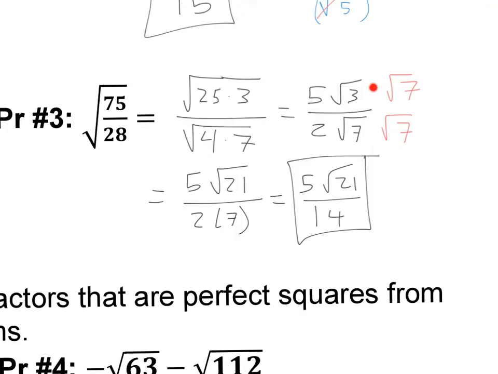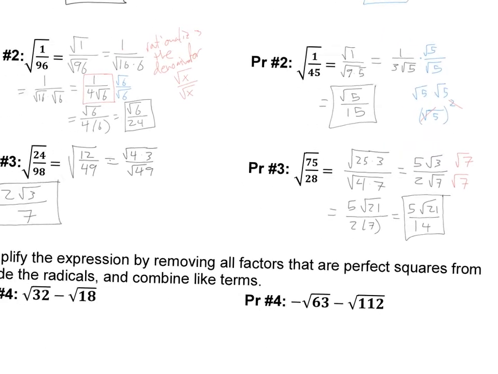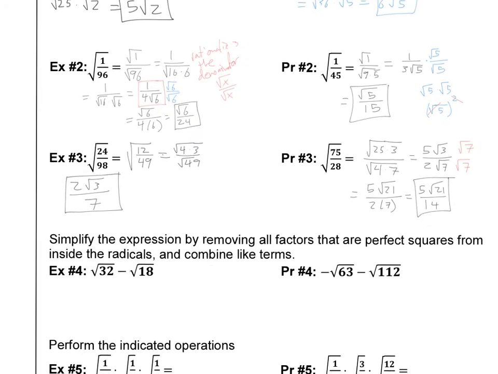Okay. I think most of you could get to this answer, but remember we don't want to have square roots on the bottom. So I rationalize it, and 3 times 7 gives me 21, so it's 5 square root 21 on top, and on the bottom I just get 2 times 7. 2 times 7 is 14, so there we go. Alright, that was some fun practice problems there.